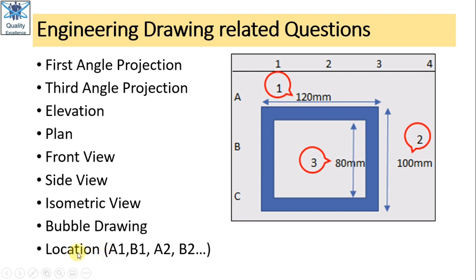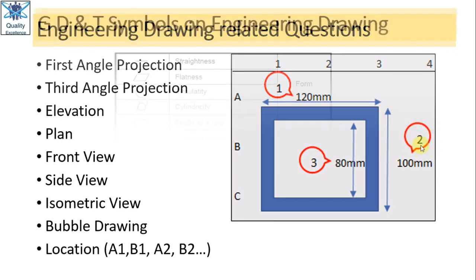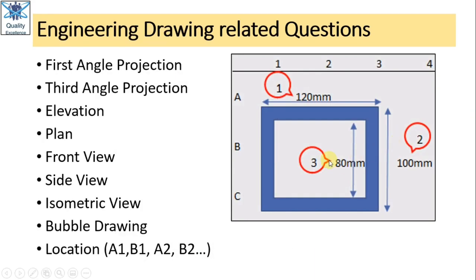And location is, suppose you want to locate 120 mm, if you want to locate this parameter in the drawing, A1 is the area where it is situated, right? In a similar manner, B4 is for the second parameter, right? So this is how you can prepare, this is how you can locate the parameters.